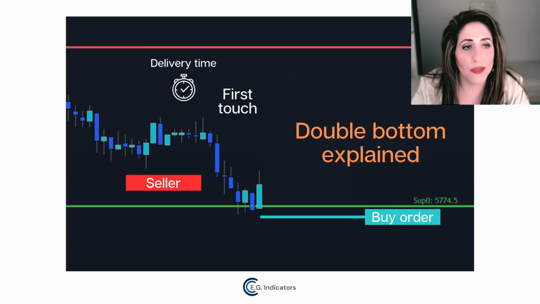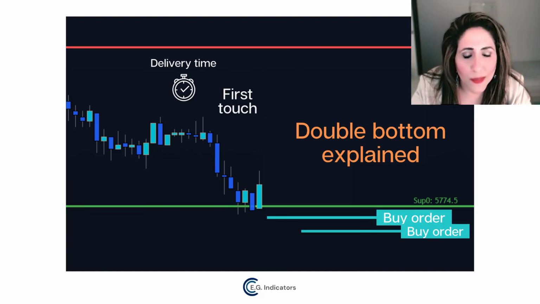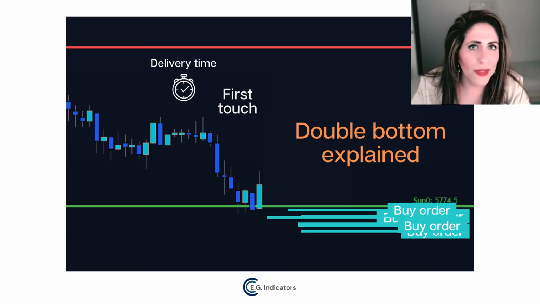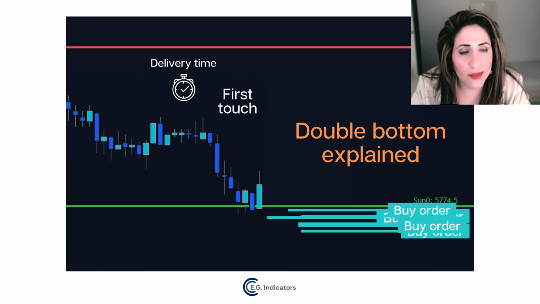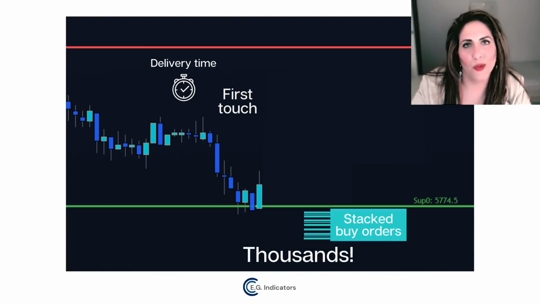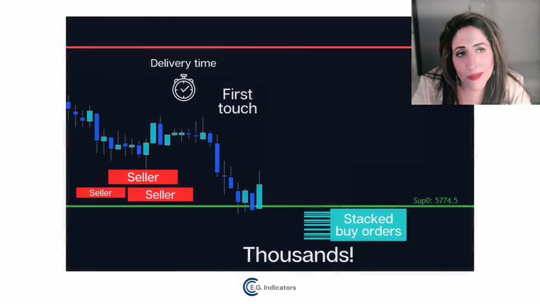So you're placing a pending order, and let's say another one is placing a pending order, and another one, and another one, and there are many buy orders resting here below the support or at the support until there are stacked buy orders here. Let's say thousands of buy orders. However, just a few sellers.